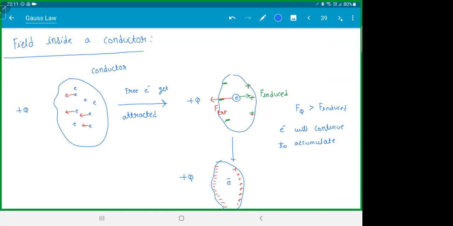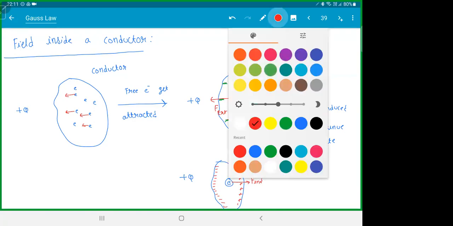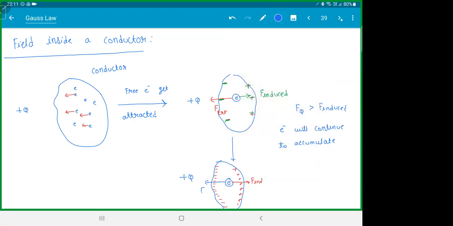Plus Q. Now what will happen to this electron here? This induced charge's force and this electrostatic attraction force both become equal, no? F_Q becomes equal to F_induced. So if I ask you this question, is plus Q attracting the electron? Yes. Is induced charge attracting the electron? Yes. But is there a net force? No. Net force is 0.